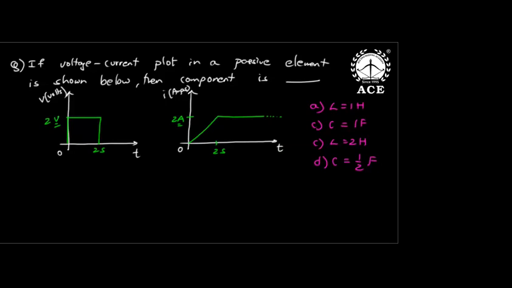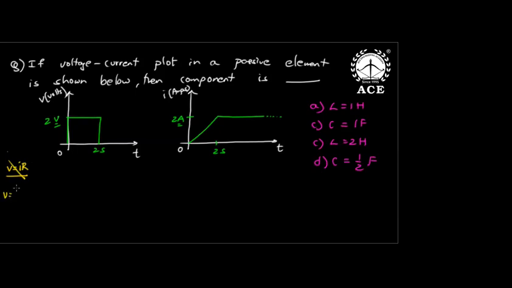Okay, here let us see. If the voltage current plot in a passive element is shown below, then the component is dash. In that regard, let us observe Ohm's law. Ohm's law for a resistor is V equals IR. A resistor is a homogeneous proportional component. That means ramp current will give ramp voltage and constant current will give constant voltage. So this cannot be a resistor. So resistor is ruled out.